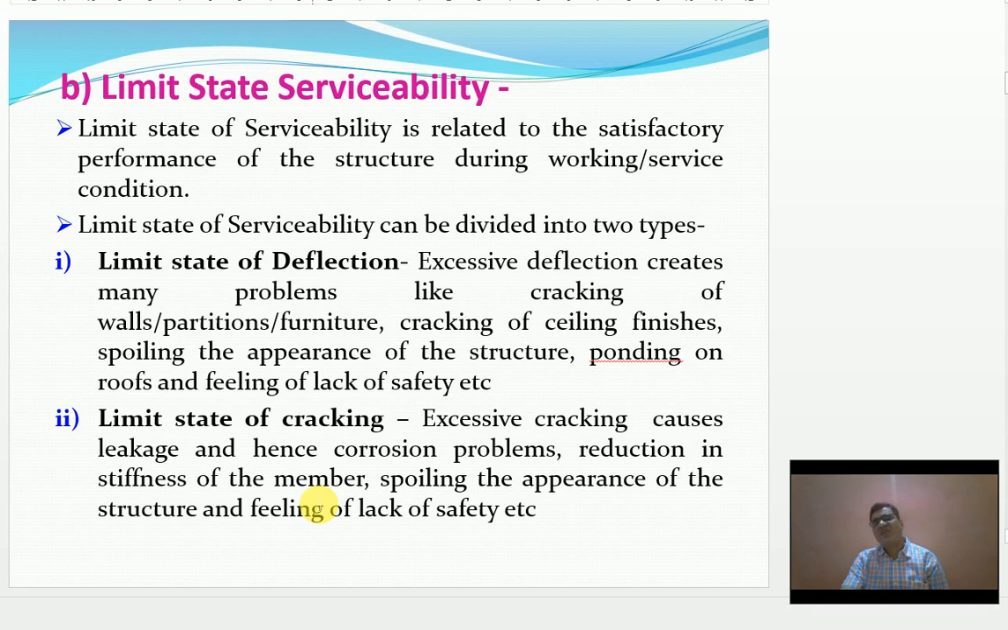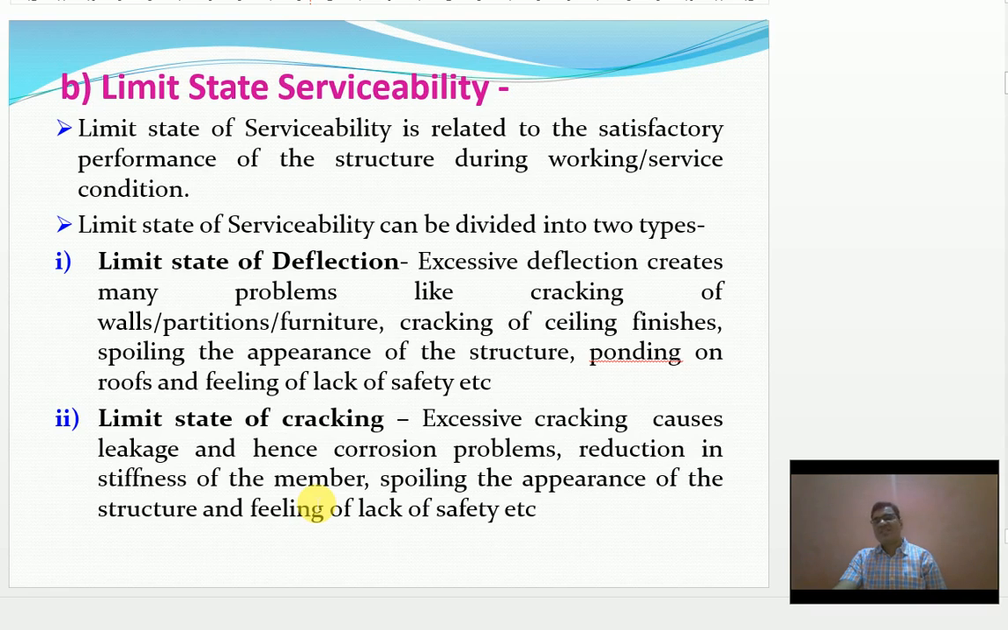Then how to take care of deflection? So as per IS 456, certain clauses are given to control the deflection. These are called deflection checks. L by d ratios are given, like 20, 26, 7. 7 is for cantilever, 20 is for simply supported, and 26 is for continuous. So these L by d ratios are given, which ensure the limit state for deflection.